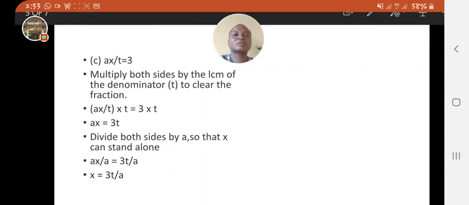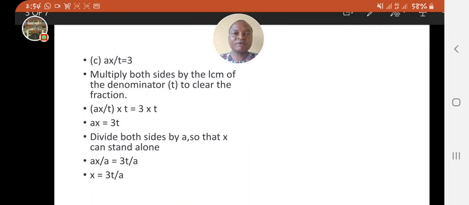Okay, C, we have ax over t equal to 3. You can see that this is a fractional equation, and in every fractional equation it's very important that you find the LCM and multiply each term by the LCM. Here the LCM happens to be t, so you multiply both sides by t.